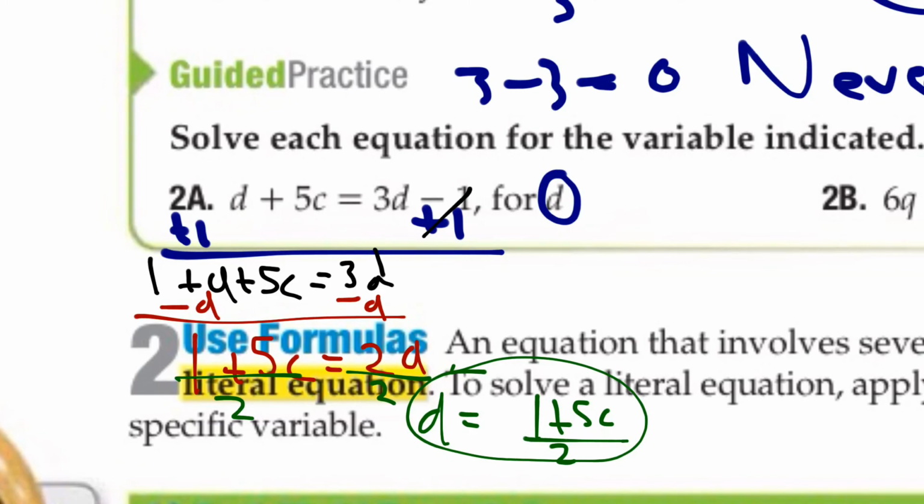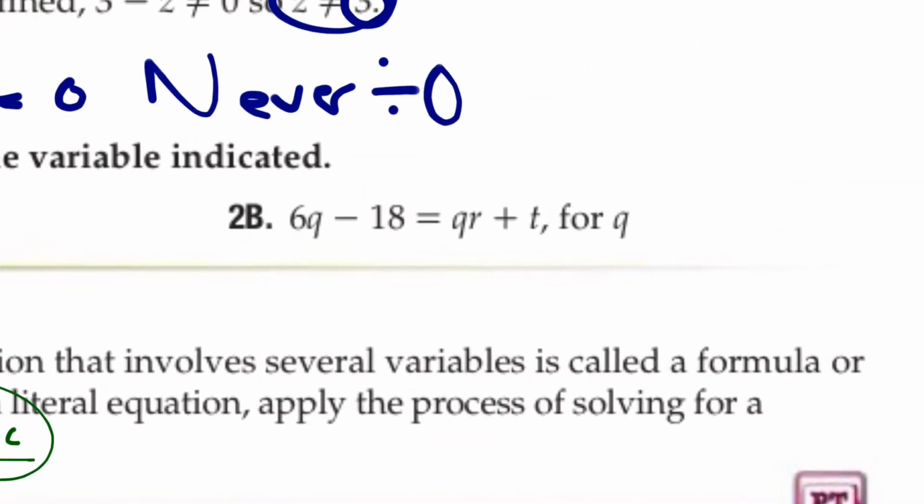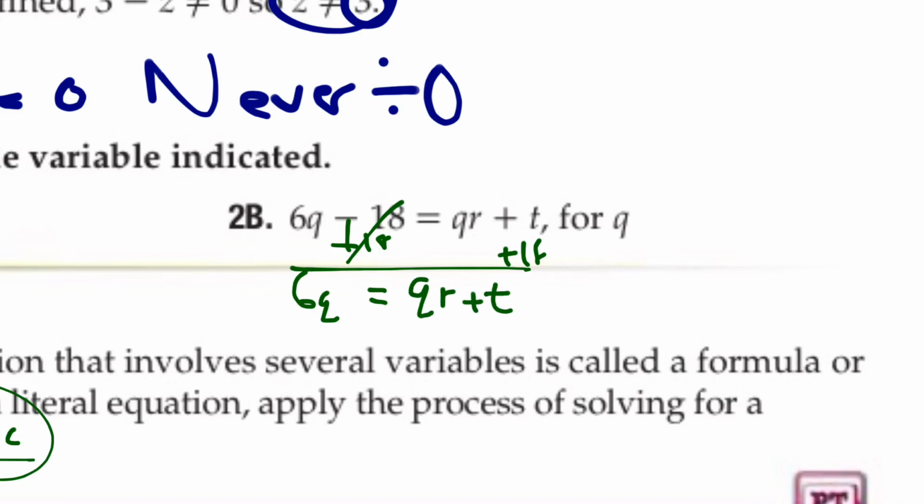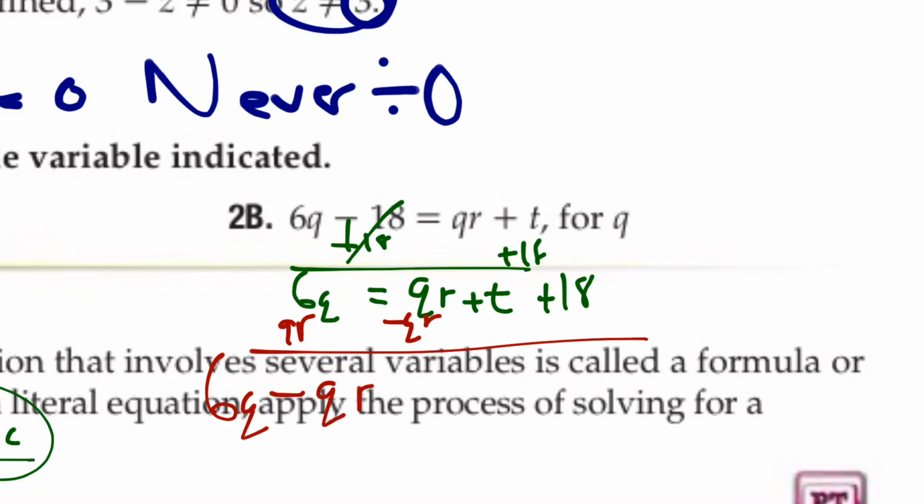And I am done. Alright, look at 2b. Make sure you write these down. Alright, this one, I'm going to put all the q's on the left side. So I'm going to add 18 with 6q, that cancels, equals qr plus t plus 18. Alright, now here's what I need to happen. I'm going to subtract qr. So I want all the q's on this side. So I get 6q minus qr equals, that cancels, t plus 18.